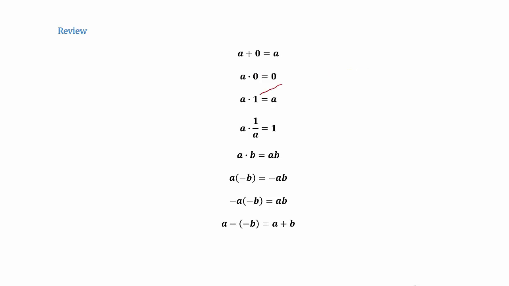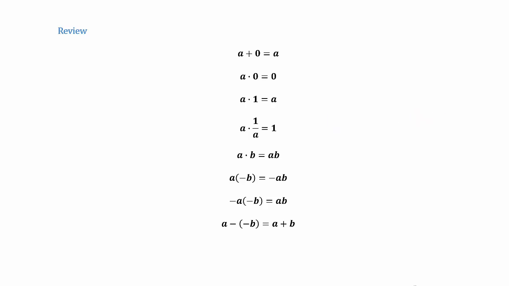If you multiply anything by 1, you get the thing back. It doesn't change the original quantity. So anything times 1 is itself. 3,000 times 1 is 3,000. If you multiply anything by its own reciprocal, you get 1. So 7 times 1/7 equals 1. 40 times 1/40 equals 1.